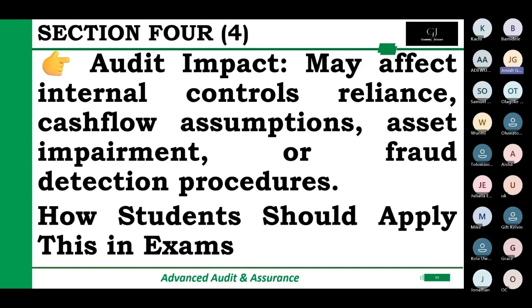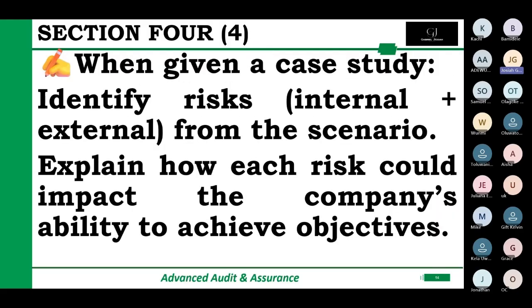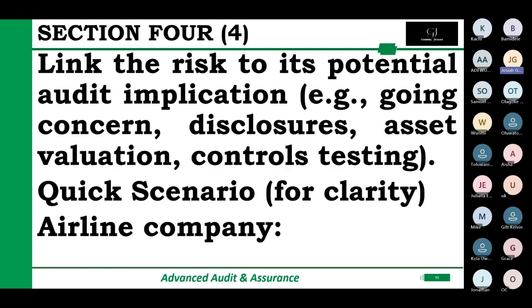So students should apply this in exams. Take note. You could be given a case study to identify internal and external business risks from a scenario. Explain how each risk could impact the company's ability to achieve its objective, not just financial statements. The objective of a company is very important first, and that will culminate in its bottom line, which is the financial statements or the numbers. It's key. So try to link the risks to their potential audit implication, impact, effect. For example, going concern issues, disclosures, sustainability issues, asset valuation, control testing issues.